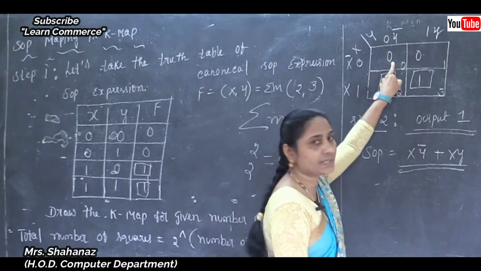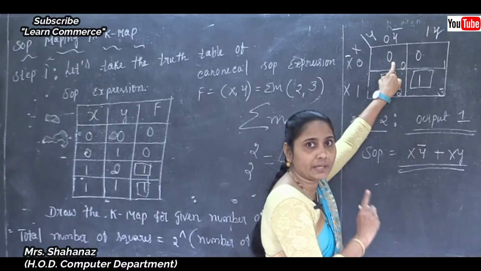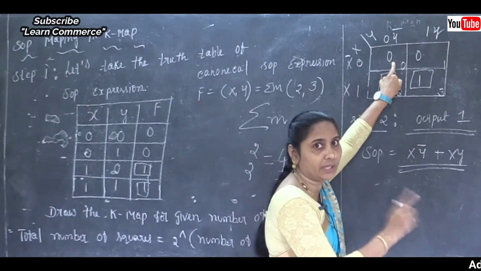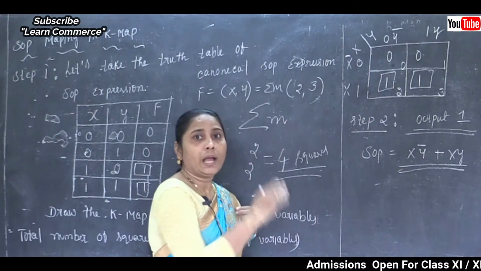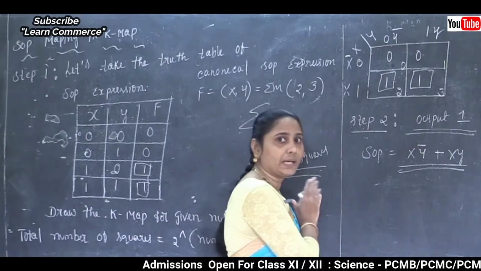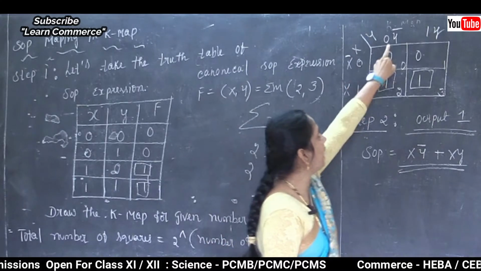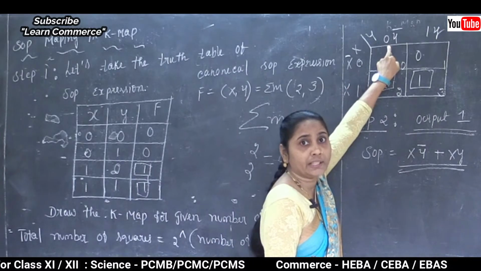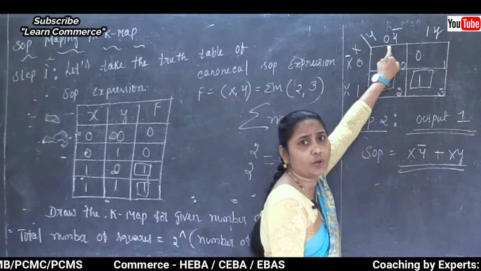So the numbering scheme is 0, 1, 2, 3. There are no changes. Our one is the x set value, and the upper side is called the y set value. On the left side I am using the values 0, 1, and also for the upper side, at the top of the K-map, I am using the values 0, 1.